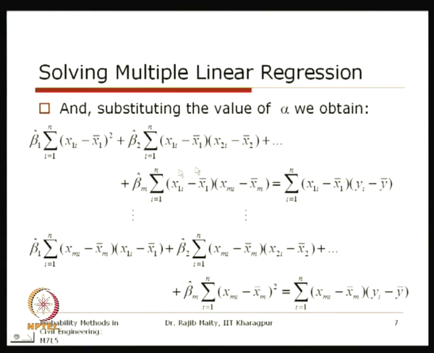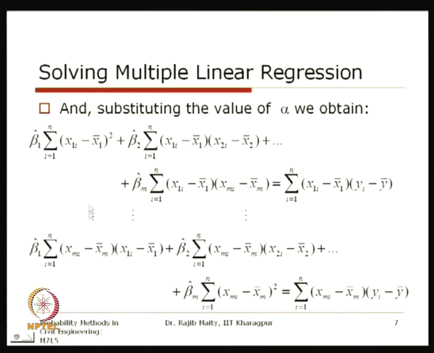So, this is the first equation, and like that we can get all the other equations, up to the m-th equation, which will be like this: beta 1 hat into (x m i minus x m bar) into (x 1 i minus x 1 bar), like that for beta 2, and at beta m it is (x m i minus x m bar) whole square, which equals (x m i minus x m bar) into (y i minus y bar), summation for 1 to n.